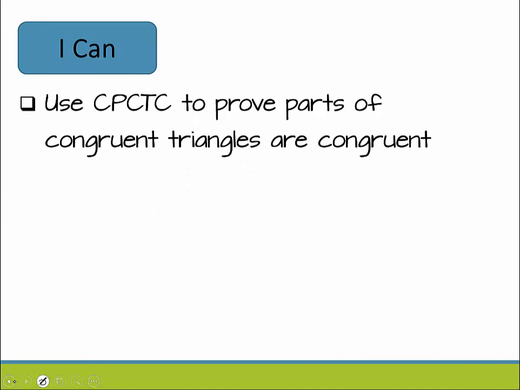So that is it. You should be able to use CPCTC to prove parts of congruent triangles are congruent. So it's basically one more step than all the other proofs that we were doing before. We'll practice this lots and lots in class.